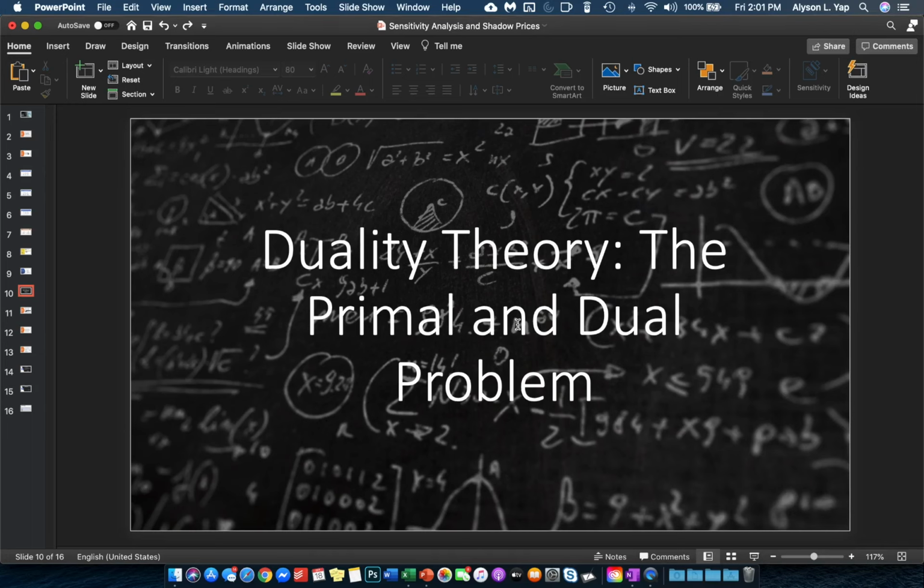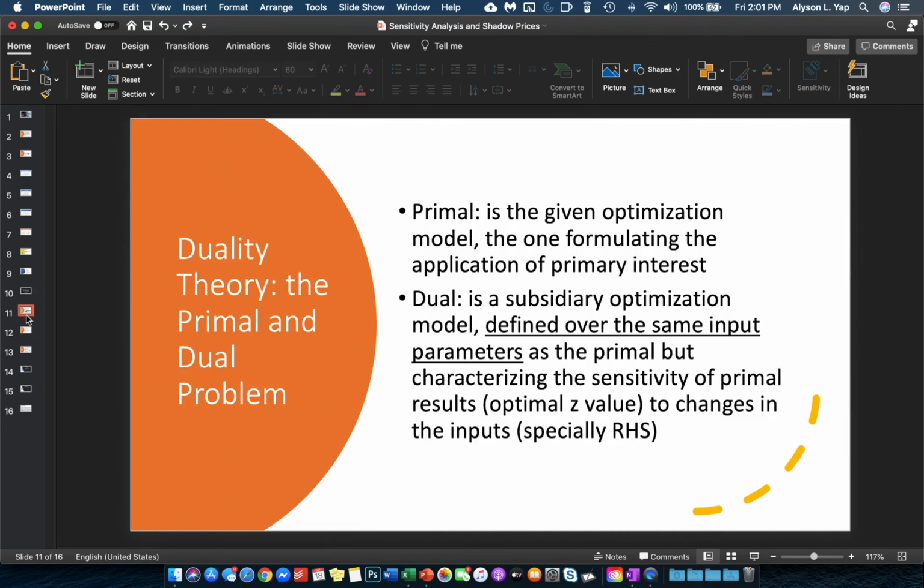Hello. Now that you have learned the fundamental concept of shadow prices in duality theory, let us now discuss a theory in duality theory that talks about the primal and dual problem. Under duality theory, it is said that there are what we call primal and dual problems.